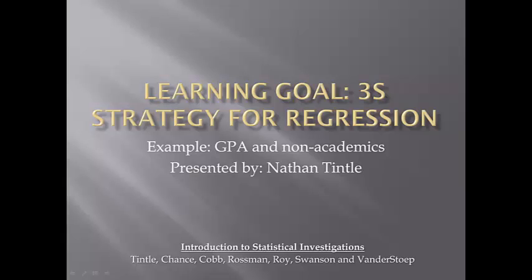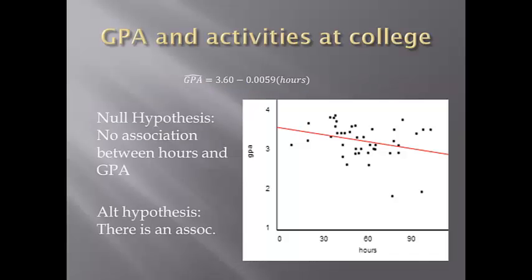In this Learning Goal video, we will talk about how to apply the 3S strategy to situations where we can do regression. We will use the GPA and non-academic hours spent outside of class data set to talk about this learning goal. The regression equation for this data is that the predicted GPA is 3.6 minus 0.0059 times the hours. Negative 0.0059 is the sample slope. That is, based on the sample of 42 students, what's the slope of the regression equation between these two variables?